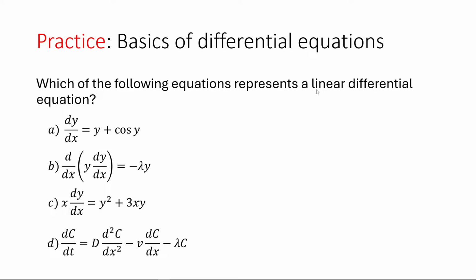So basically, we learned about the order of the differential equation, first order, second order. We learned about the linearity, linear or non-linear differential equation. We learned about the homogeneity of the differential equation, whether it is homogeneous or it has source and sink terms. And we learned about the type of differential equation, which is ordinary or partial differential equation.